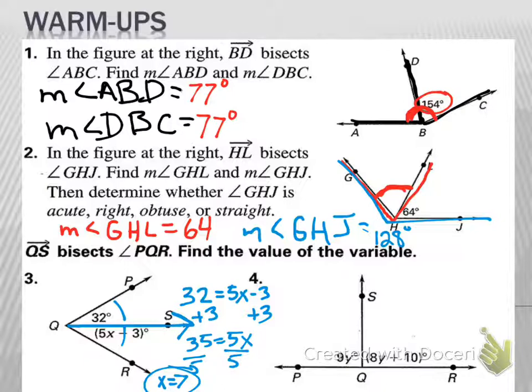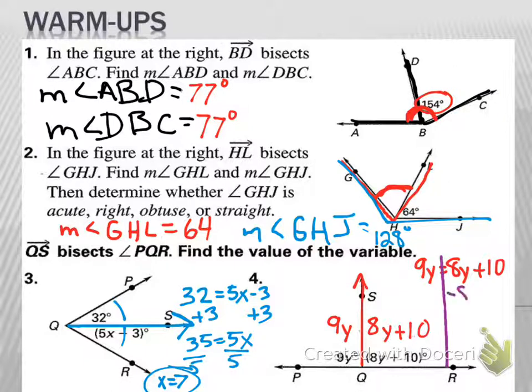Now my icon's kind of ruining problem number 4 for you, so if you didn't get it down already, I'll just fill in what it says under that little Doceri icon up there. The left side is 9y. Just kind of gave away the answer there. The other one is 8y plus 10, and I know that this ray is a bisector. So what do I know about those two sides of that angle? They are the same. So I can do 9y equals 8y plus 10. How would I find the y here?